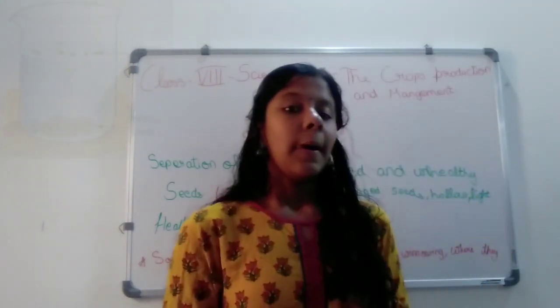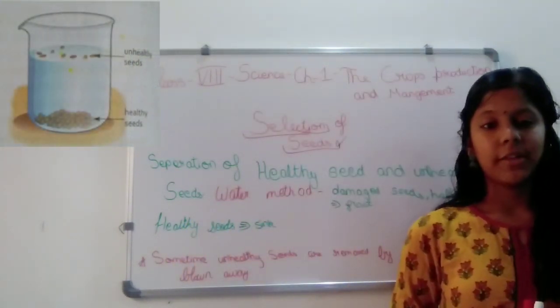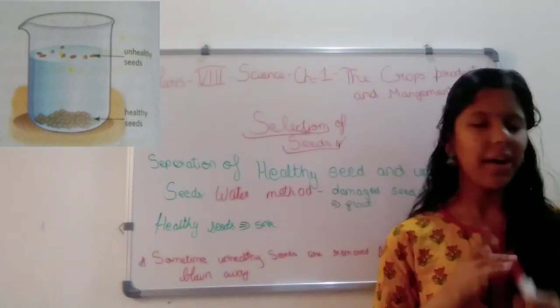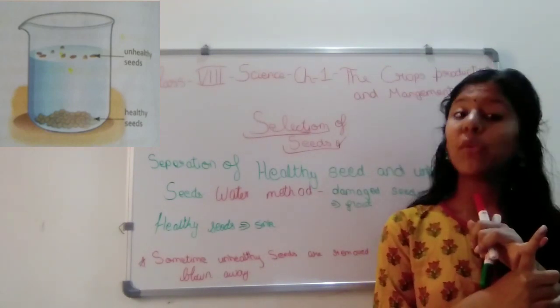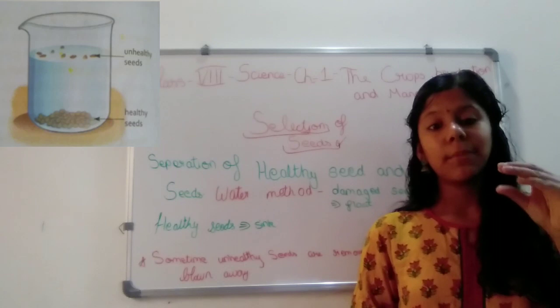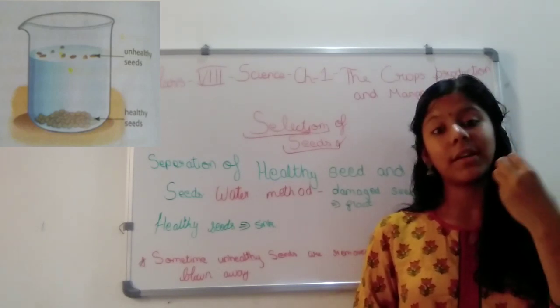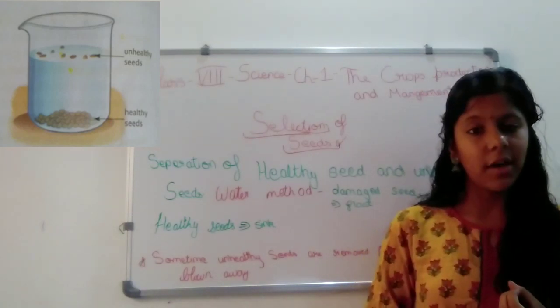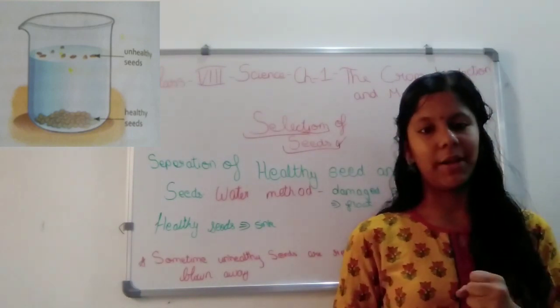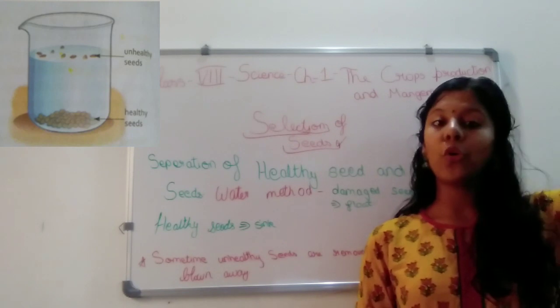So here is the water method, as you can see in the picture. Let me tell you what it takes. First of all, it takes time. The seeds which are hollow, meaning the seeds that insects have eaten, are hollow and light, with holes in them. They are light in weight, so they float.